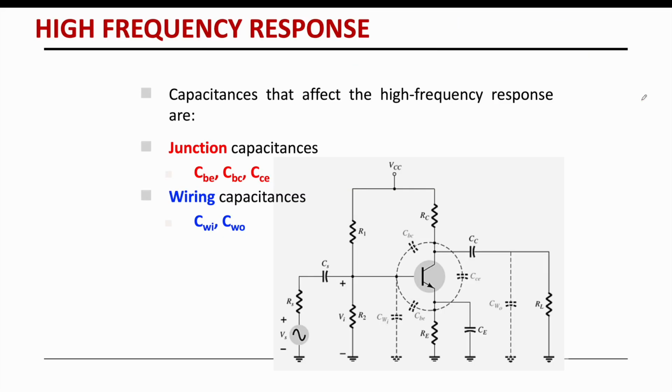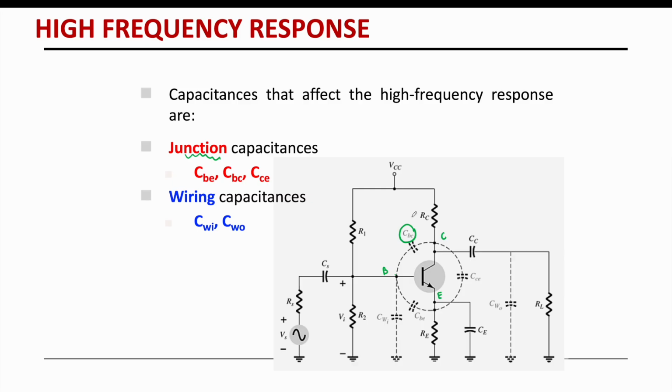Alright, I'm repeating again, I think this slide is repeating again. So these are the internal capacitances between the junctions of the BJT. We have CBC, which is between the input at the base and the output at the collector of the BJT. And then we have the internal capacitance CBE, which is between the base and the emitter, and also the internal capacitance CCE, which is between the collector and the emitter.